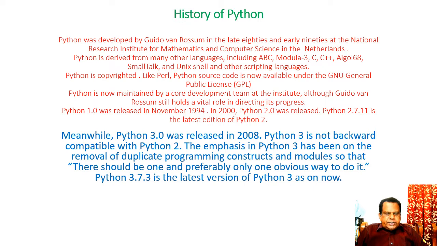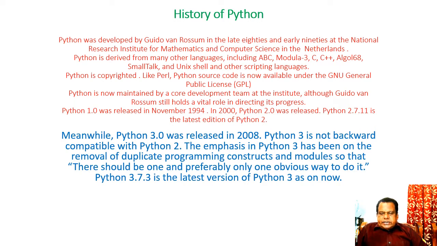Python 1.0 was released in November 1994. In 2000, Python 2.0 was released. Python 2.7.11 is the latest edition of Python 2. Meanwhile, Python 3.0 was released in 2008.